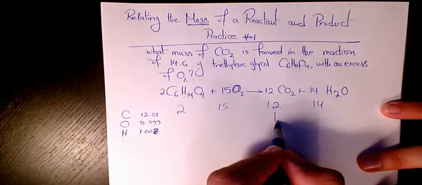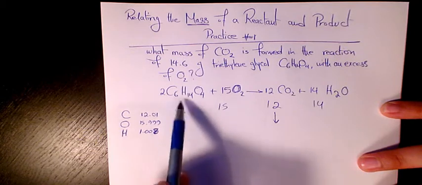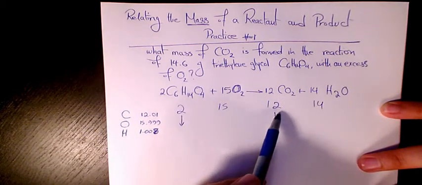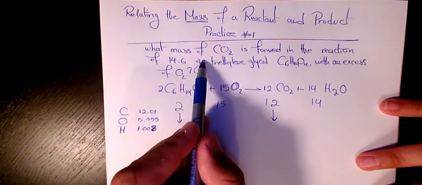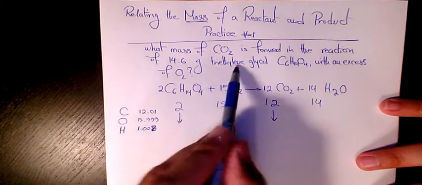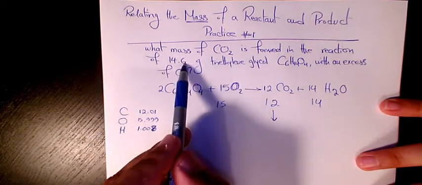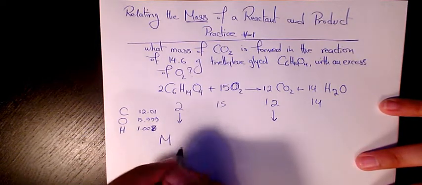Now we are dealing with CO2 and triethylene glycol. When 2 moles of triethylene glycol combust, it will produce 12 moles of CO2. Right now we have 14.6 grams of triethylene glycol. We need to see how many moles of triethylene glycol we have in this one. So the first thing, we need to find out the molar mass of triethylene glycol.